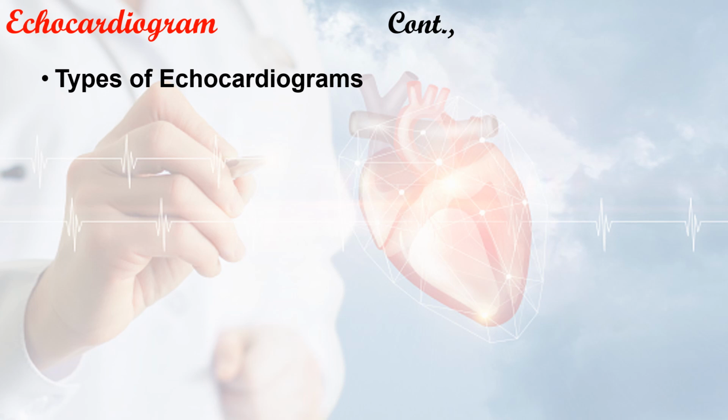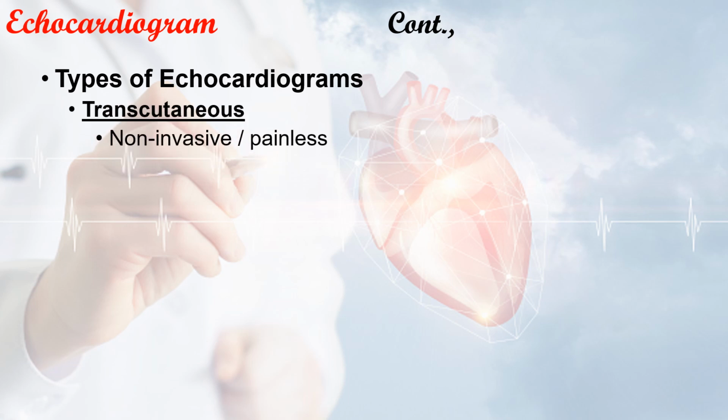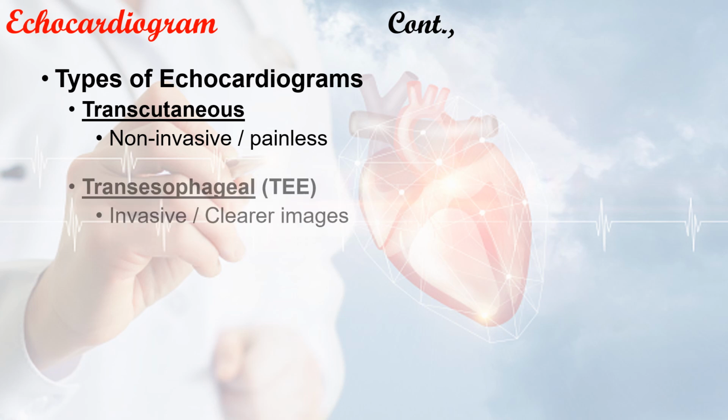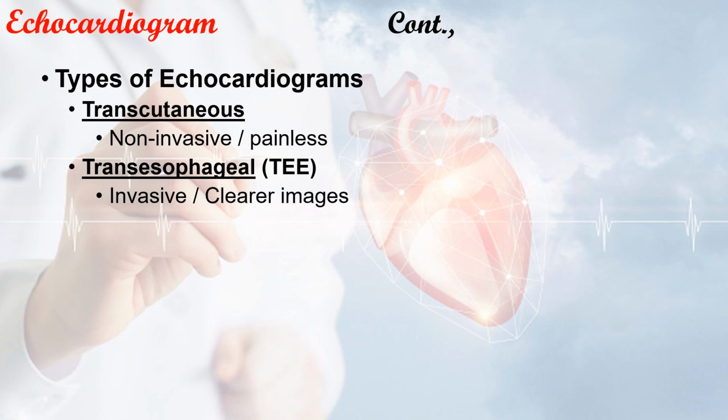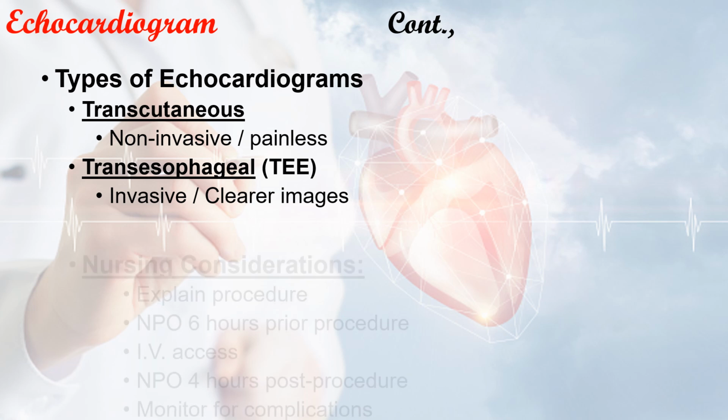Then what are the types of echocardiograms? Mainly two types are there. The transcutaneous echocardiogram is the non-invasive, painless one. Next is the transesophageal echocardiogram, which is invasive but develops clearer images. Transesophageal means it is performed like an endoscopy. A fiber optic tube is inserted orally to visualize the cardiac function. That is transesophageal echocardiography.